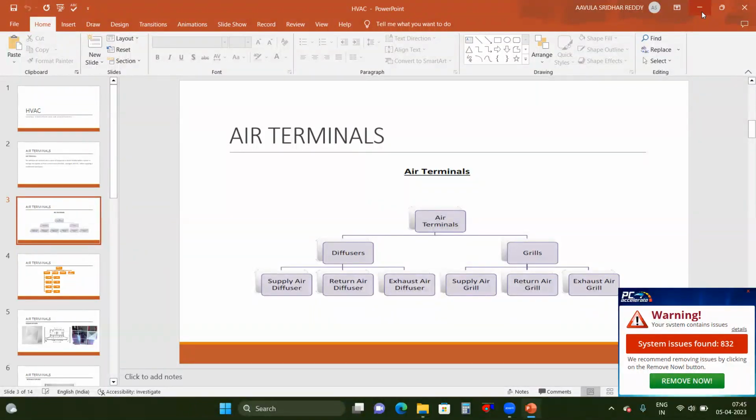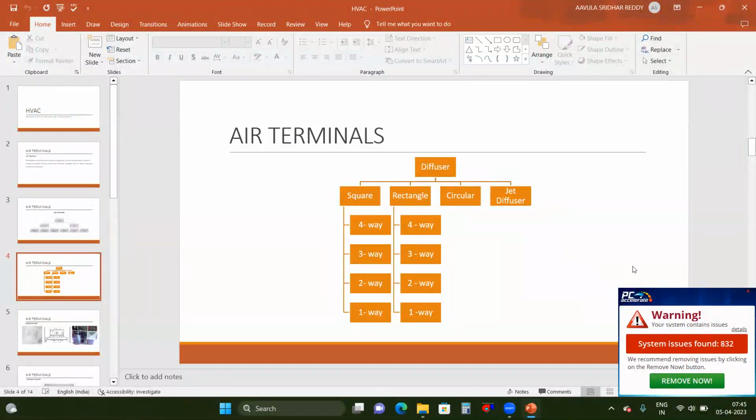So if you use it on the supply side, we call it a supply air diffuser. If you use it on the return side, return air diffuser, and exhaust side as exhaust air diffuser. Okay. So the grills also same. Supply side, we call it supply air grill, return air side, return air grill, and exhaust air side, exhaust air grill. Okay.